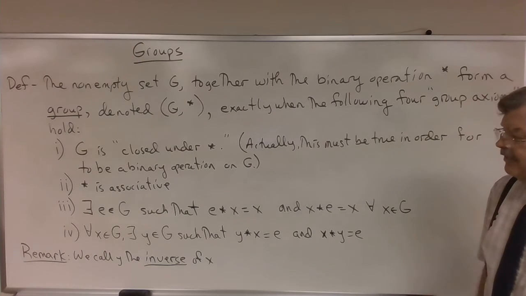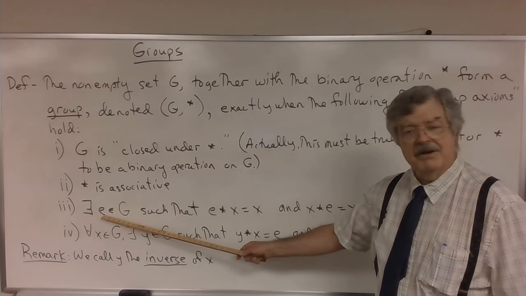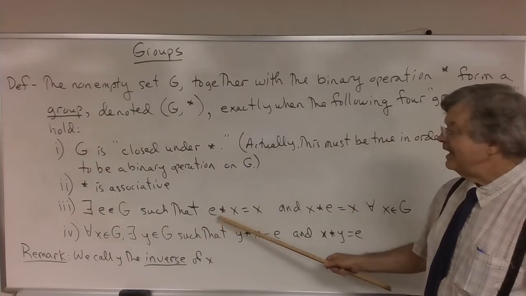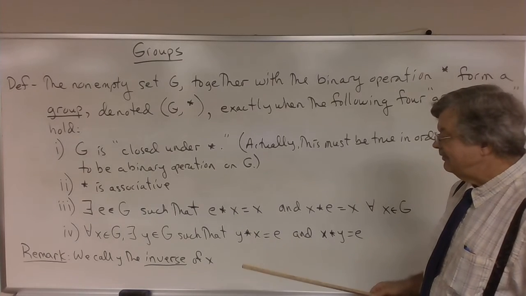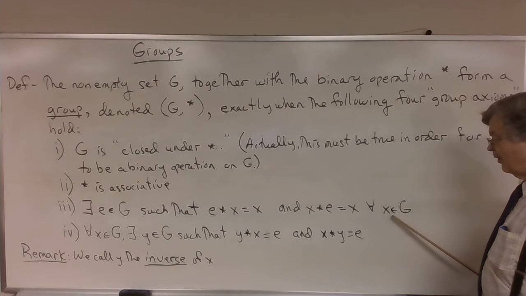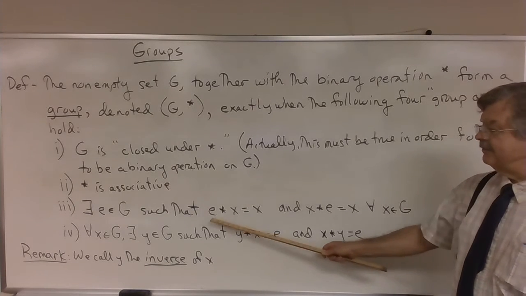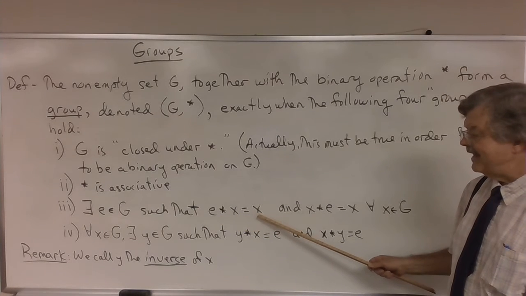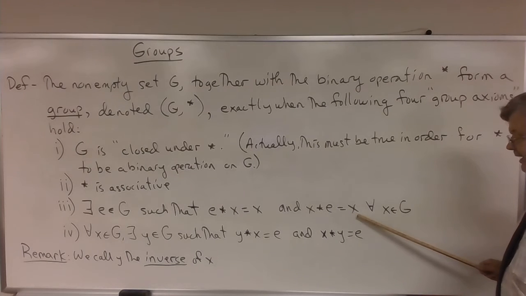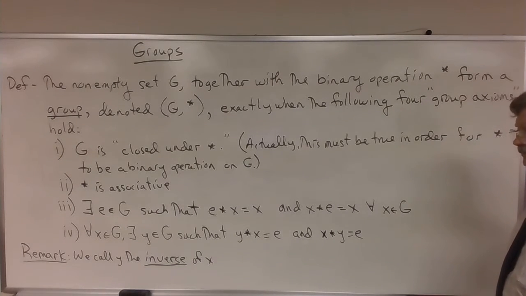The third axiom: in every group there exists an element, and we'll call it little e, such that e star x equals x and x star e equals x for all elements x in G. So in other words, e star anything is that anything, and anything star e is that anything, for all elements in G.